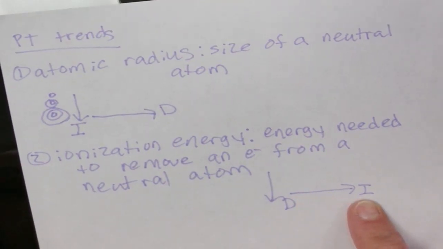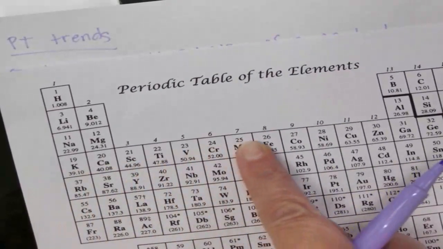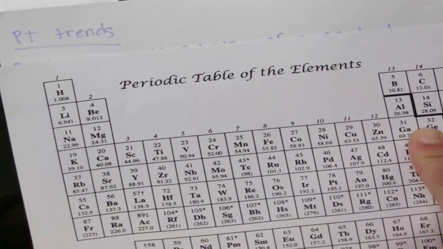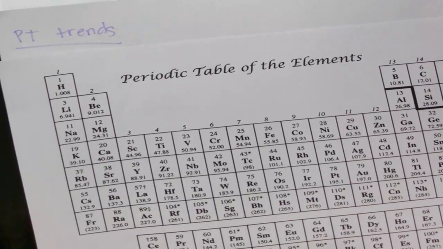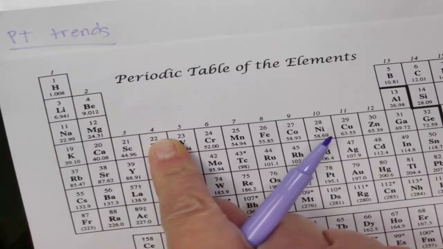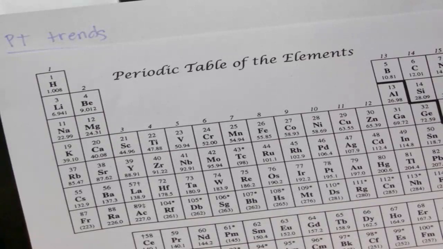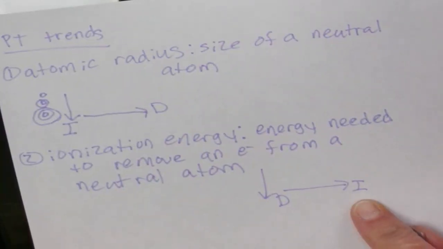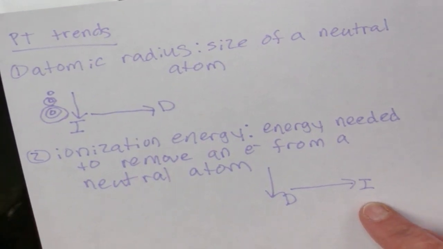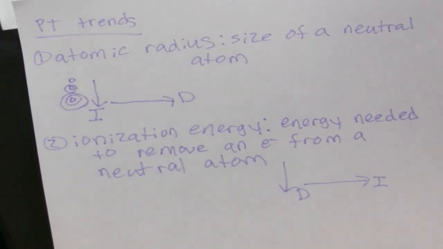Why does my ionization energy increase as I move across? As I move across a row, my energy level stays the same. What happens? I am adding protons. More protons, and we're going to give this a name here in a few minutes when we write this down, but more protons means a higher attraction for those electrons. Therefore, if those electrons are more closely attracted to the nucleus, it's going to take more energy to remove those electrons.